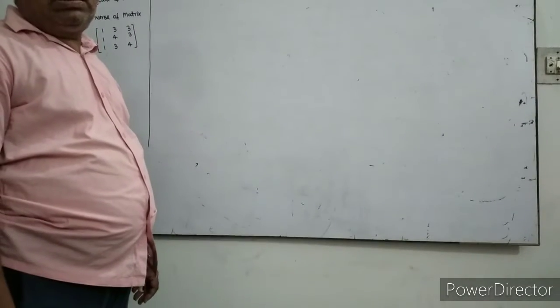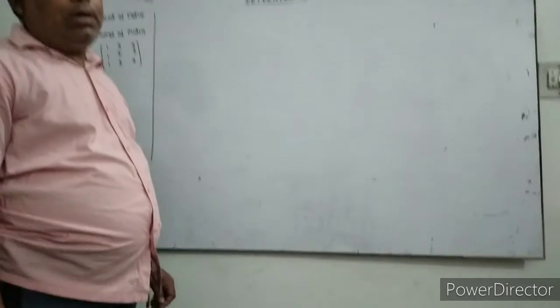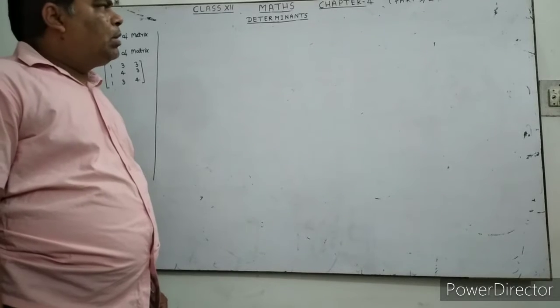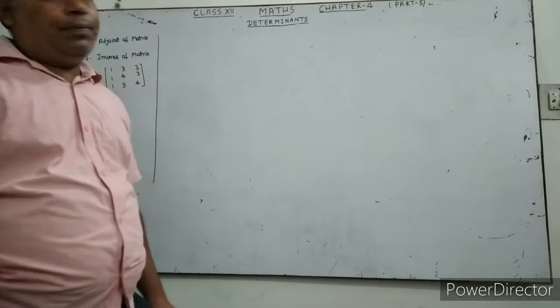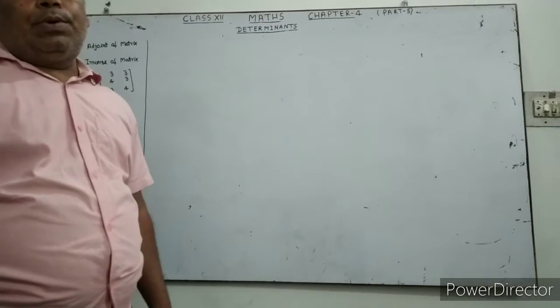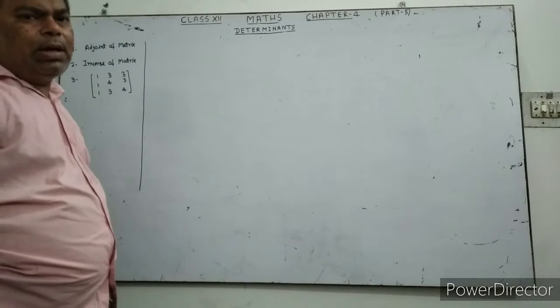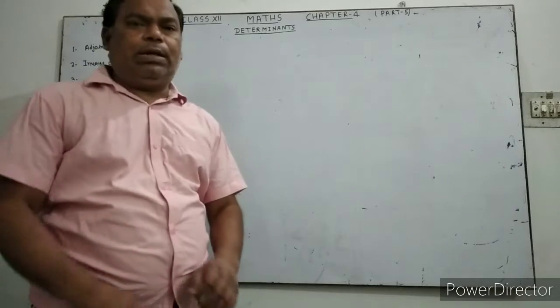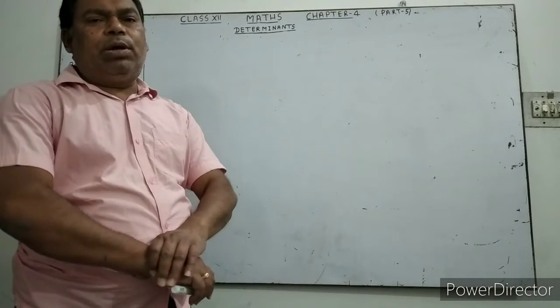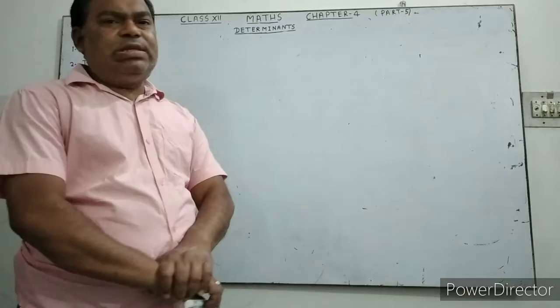My dear student, in the determinant part 5, we discuss the adjoint and inverse of the matrix. This is a very important and scoring chapter.